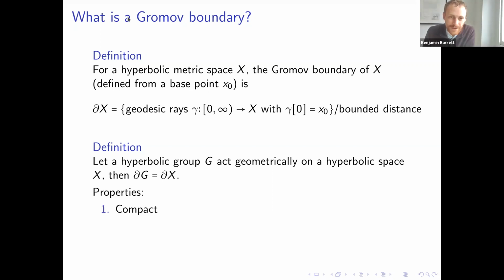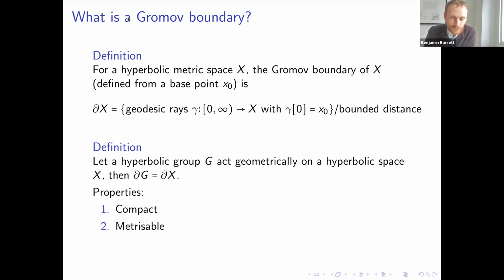Some basic properties, just to start things off, on narrowing down what boundaries can look like. First of all, the boundary of a finitely generated group is always compact. This is basically a consequence of the Arzelà-Ascoli theorem. There's only a compact set of directions you can look in within a finitely generated group.